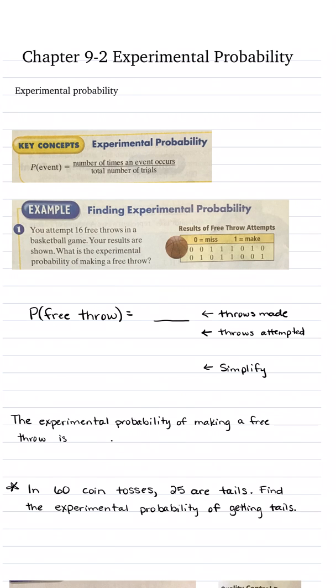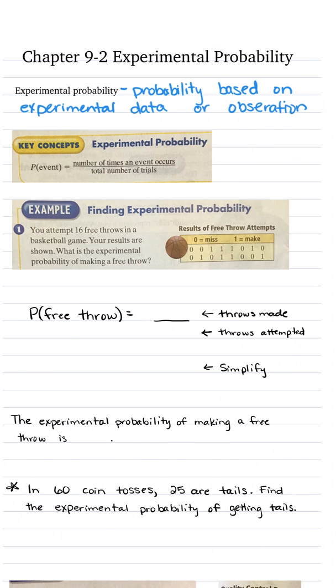Class, today we're looking at Chapter 9, Lesson 2, Experimental Probability. Manufacturers collect data on the quality of their products. They use experimental probability to determine how many defective items they can expect to produce. Probability based on experimental data or observation is called experimental probability.